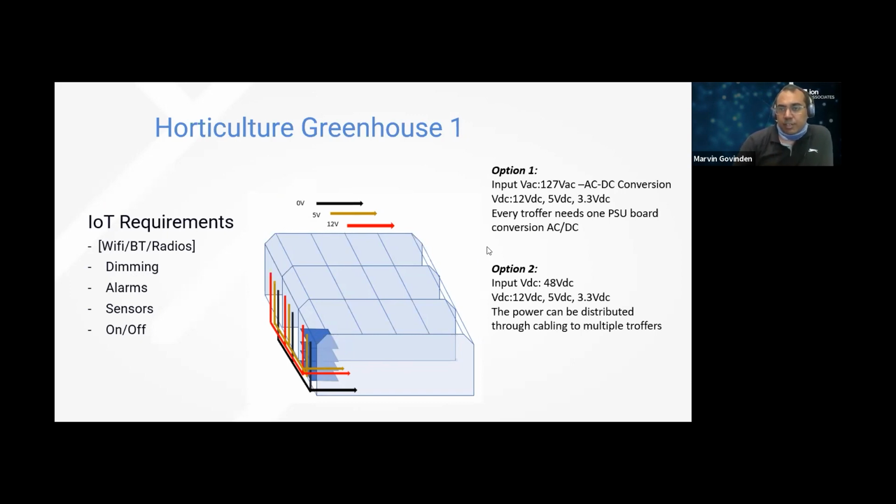And these could run off AC. We could distribute AC around the system, just like in the home or in the industry. So each, say, troffer would need one power supply, and we have to do the AC-DC conversion. We need power factor correction and everything.